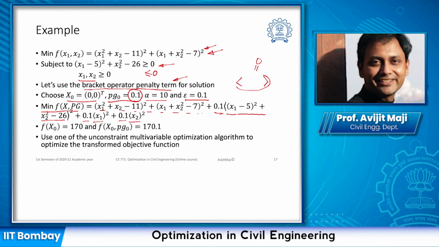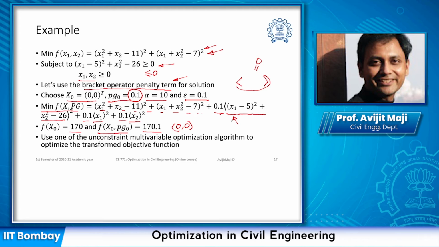At this point, we started from x0 as 0, 0. We'll find that the original objective function value at x0 is going to be 170. Once we introduce the transformed objective function, we'll find that the objective value of the transformed objective function at 0, 0 is going to be this. If you see this particular problem, it has now become an unconstrained multivariable optimization problem.